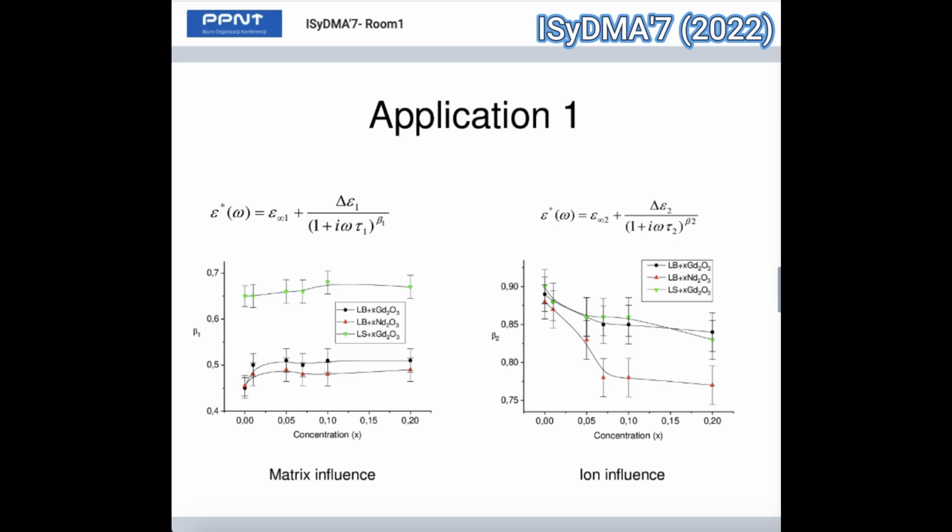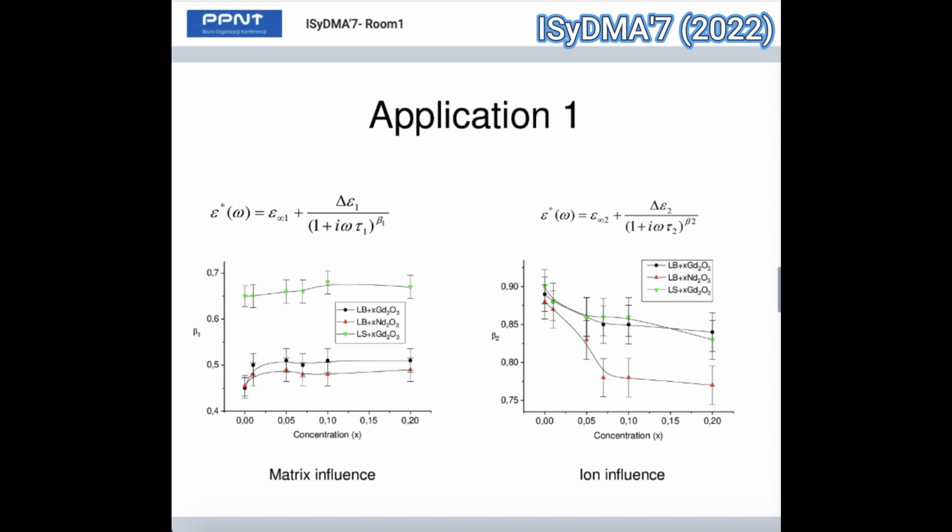When I changed the matrix, I made, for example, gadolinium in lead silicate, this 1 minus alpha changes a lot. That is, this low frequency regime reflects the influence of the matrix.